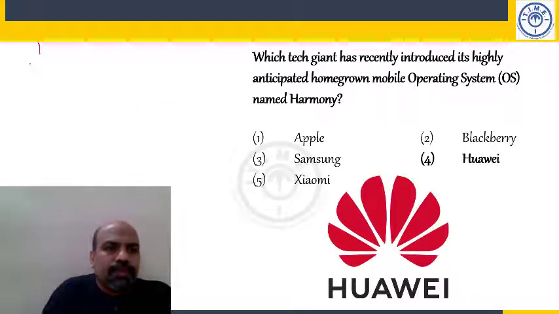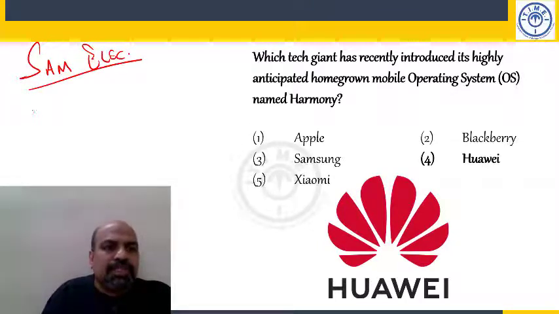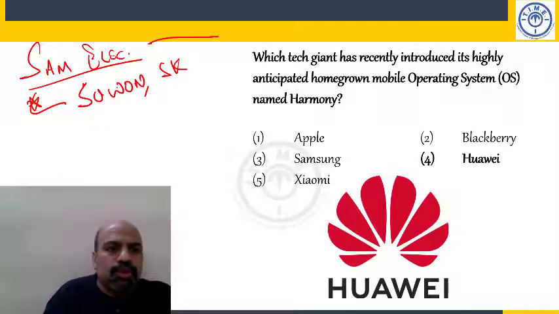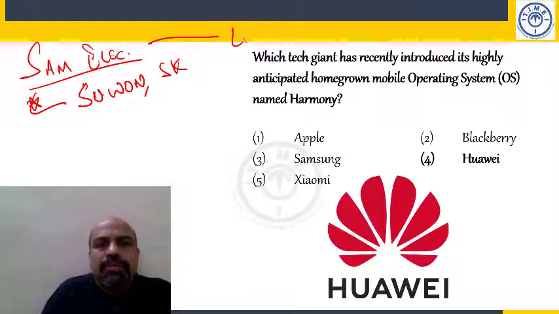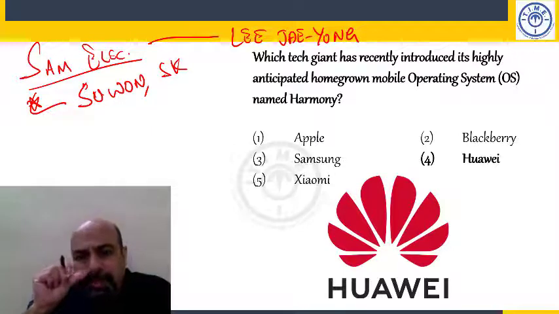Samsung. We are talking of Samsung Electronics, please. Samsung is a big group. Samsung Electronics, we're discussing. It's a $200 billion company. Okay. It's headquartered in a place called Suwon, South Korea. And its chairman is Lee Jae-yong.